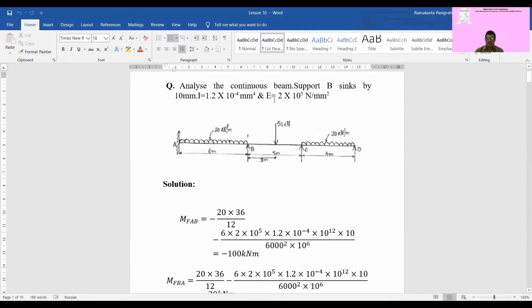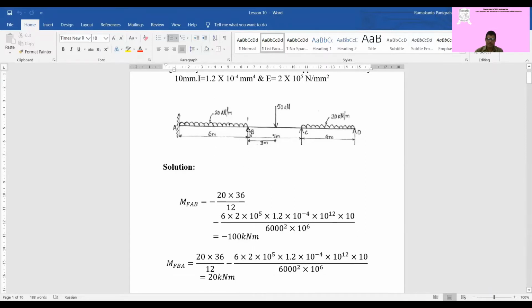Now analyze the continuous beam where support B sinks by 10 mm. E and I are given, and I is the same throughout. In addition to earlier problems, here we have to find the fixed end moments, which consist of two parts: one due to the applied load, and another due to the settlement.